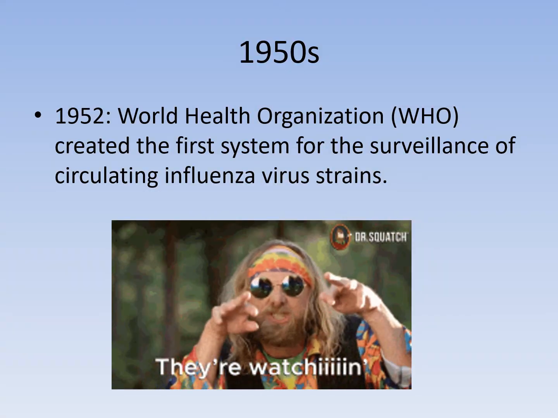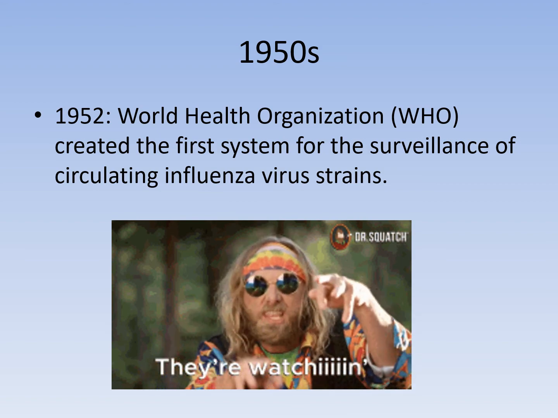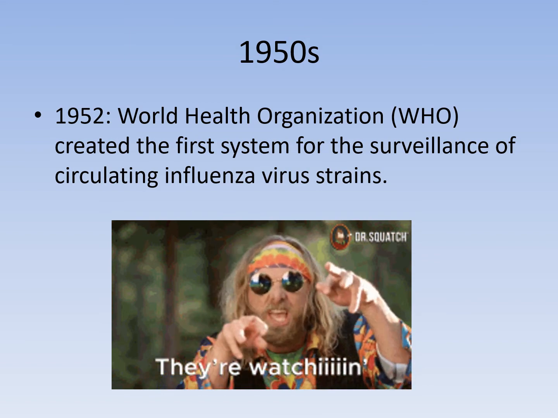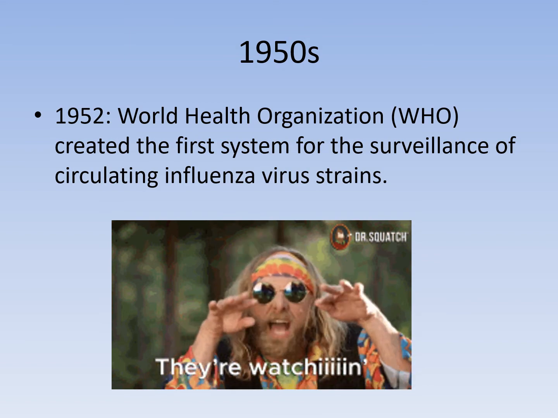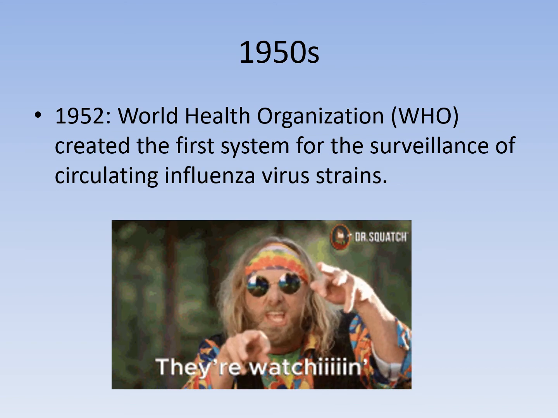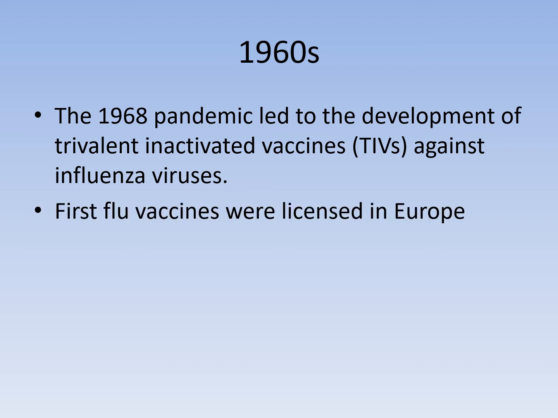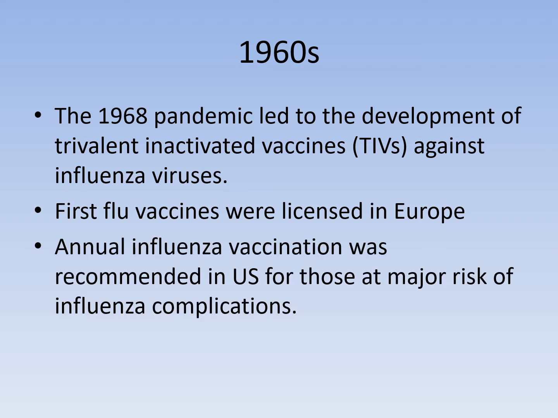In the 1950s, the World Health Organization created the first system for the surveillance of circulating influenza virus strains, and that continues today. This is how we know what's circulating in the southern hemisphere and the northern hemisphere, and it is an important part in the determination of the antigens that are used in the annual vaccine program. In 1968, there was a pandemic that led to the development of the first trivalent inactivated vaccines against influenza viruses. The first flu vaccines were licensed in Europe, and annual influenza vaccination was recommended in the U.S. for those at major risk for influenza complications.